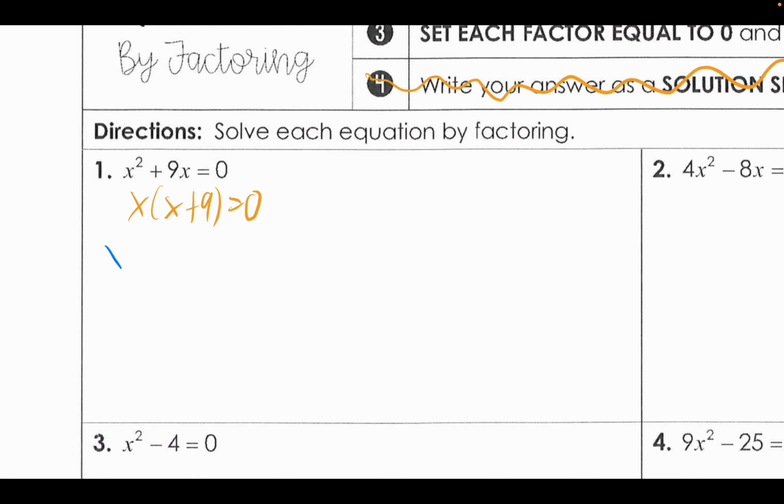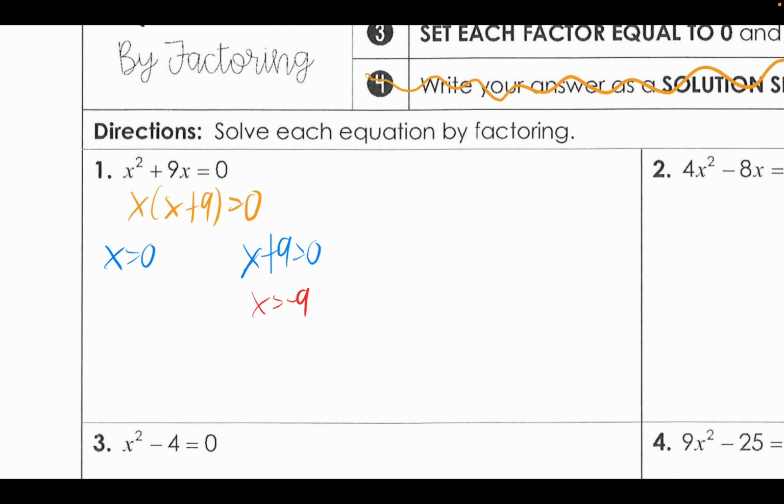And so what we do is we say, okay, if x is 0, that would make the equation true. Or if x plus 9 is 0, it would make the equation true. Because then you'd have 0 times x plus 9, which is 0, which is true. Or you have x times 0 equals 0, which also would be true. So we set up both these equations for each of those scenarios. Then this first one is already solved, so x equals 0. Second one, we subtract 9 and get x equals negative 9.